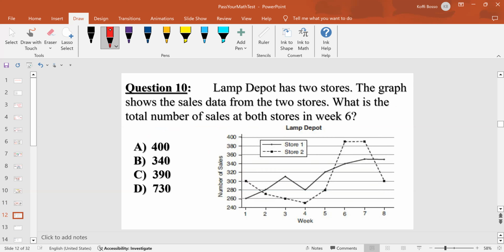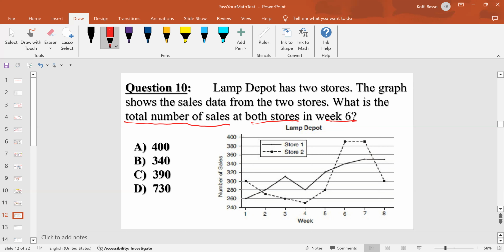Lamp Depot has 2 stores. They say the graph shows the sales data from the 2 stores. What is the total number of sales at both stores in week 6?